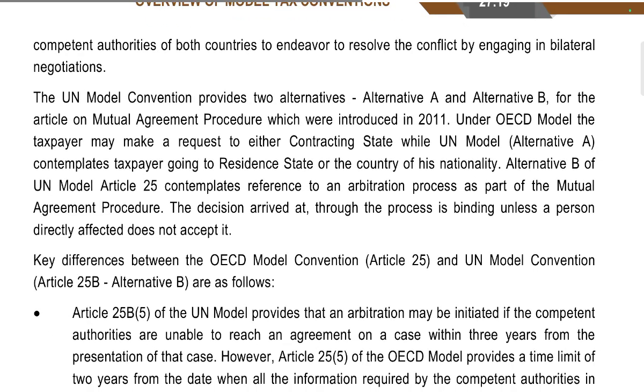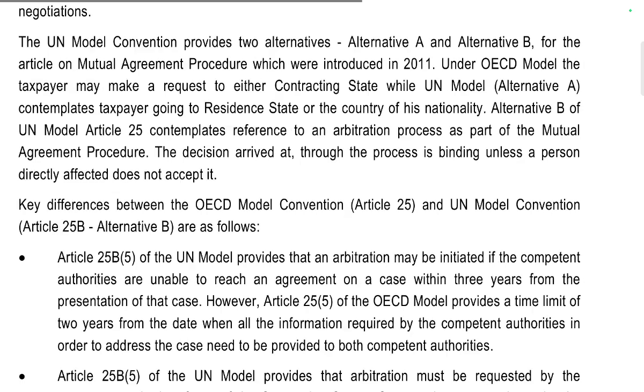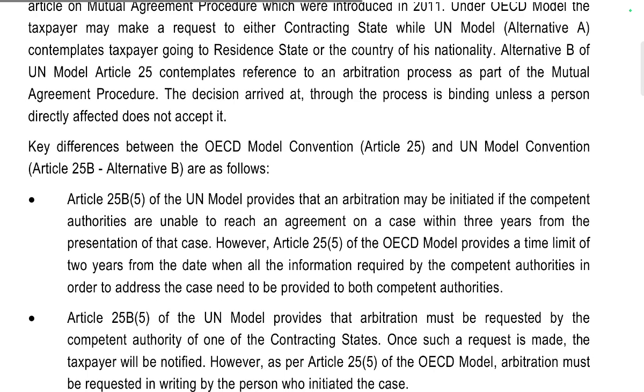The UN model convention has two alternatives, Alternative A and Alternative B, for the Article on Mutual Agreement Procedure, which was introduced in 2011. Under the OECD model, the taxpayer may make the request to either contracting state. Under the UN model Alternative A, it contemplates taxpayers going to the state of residence or the country of nationality. Alternative B of UN model Article 25 constitutes a reference to the arbitration process as part of the mutual agreement procedure.